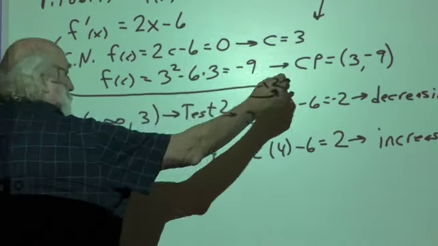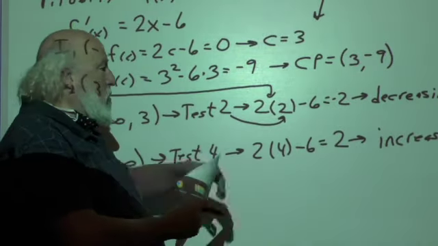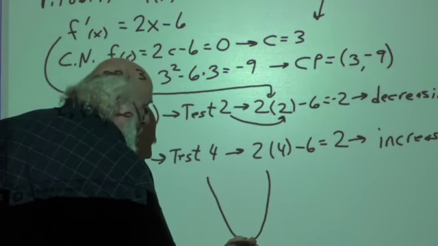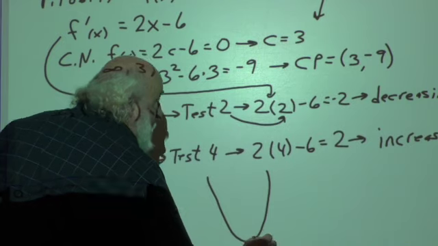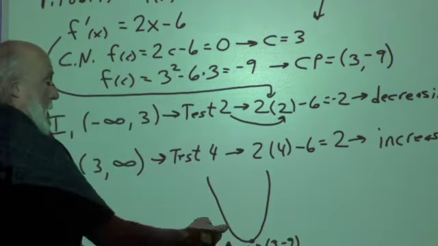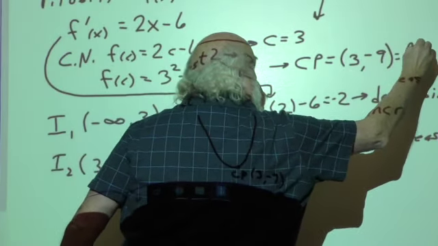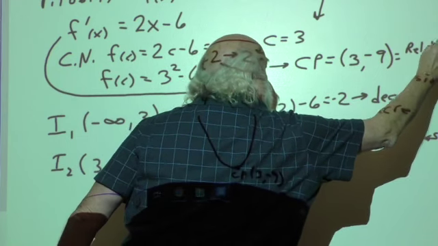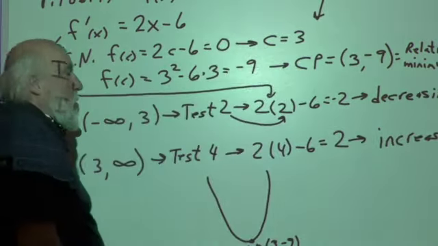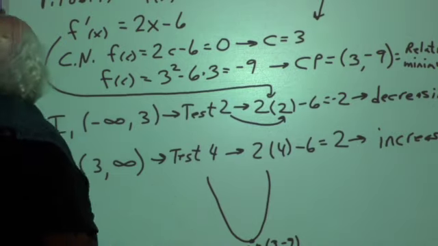So the critical point 3, negative 9 fits right here between the two. And since it's decreasing, it's going down, and then it's increasing. That means the point right there is your critical point, which we said is 3, negative 9. And that is going to be your relative minimum. Okay? All right. That's how you do number 17.